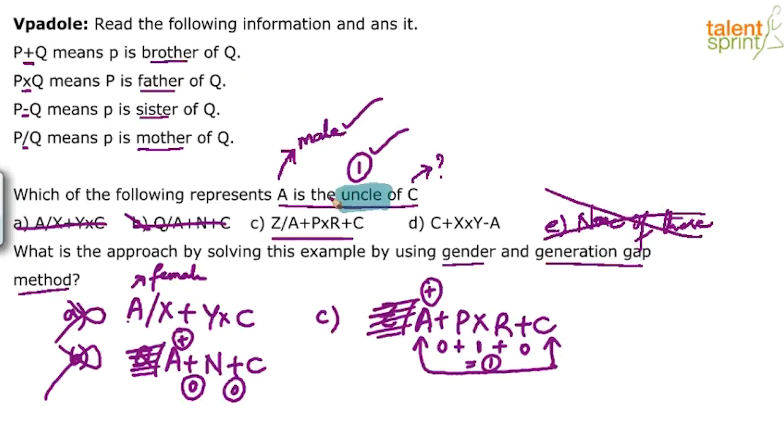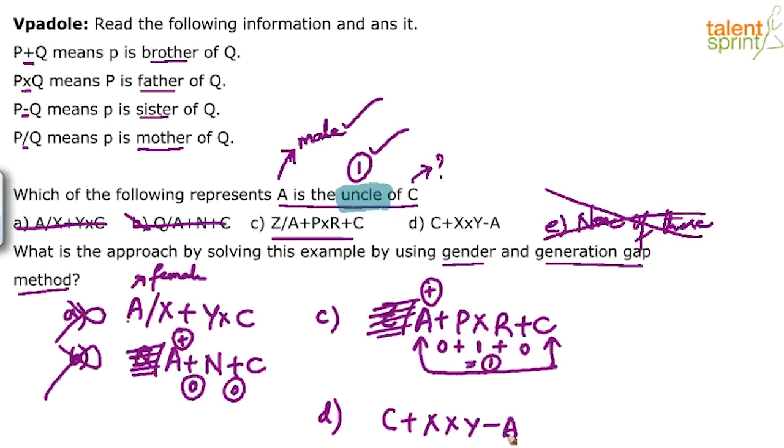Now there are two ways forward. Either draw the family tree for C and check if actually A is the uncle of C or not, or verify D. By any chance, if you are able to eliminate option D, then we are done. A, B and D get eliminated. So C definitely has to be the answer. So let's verify D. D says C plus X into Y minus A.